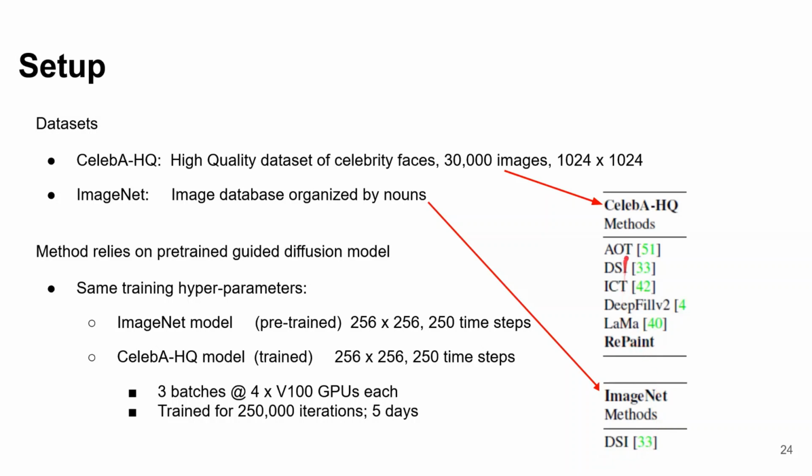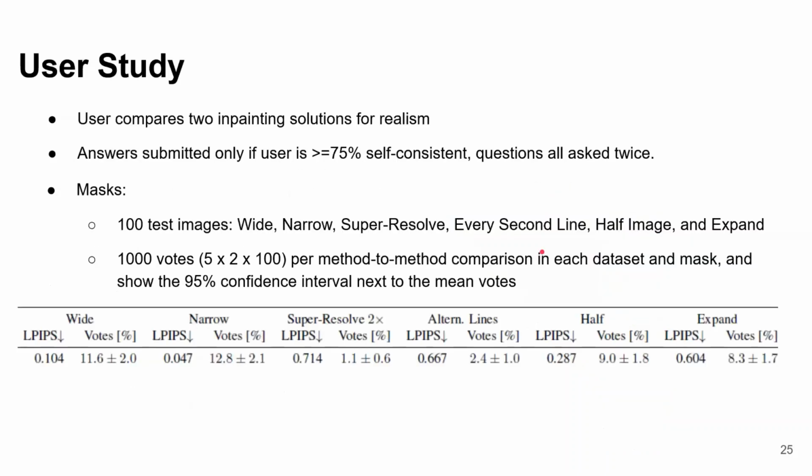They compared it to a few different methods. Two of the methods, DSI and ICT, are autoregressive methods that they're comparing RePaint to. And you have AOT, DeepFill V2, and LaMa, which are GAN-based methods used in the comparison. In the testing, they have a user study where they give the user 2 images and ask the user to compare the images for realism. And every question is asked twice.